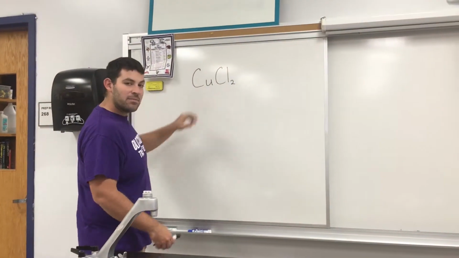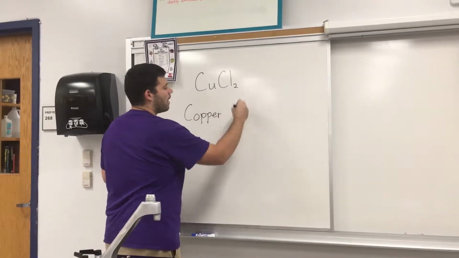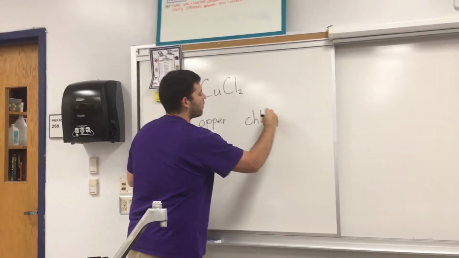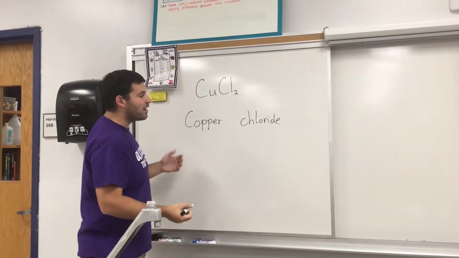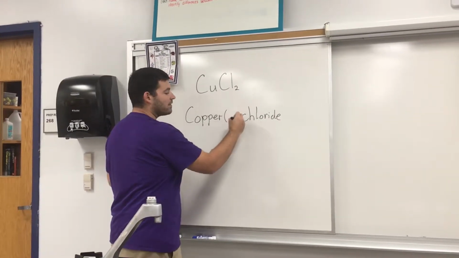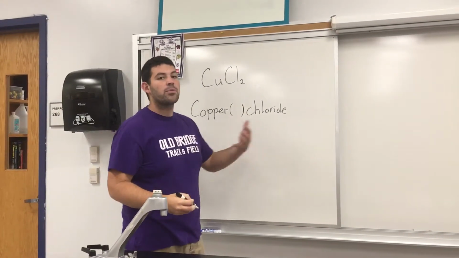So when we go to name it, we know it's going to be copper and it's going to be chloride. We're going to get that -ide ending. But we don't know what type of copper it is, and we have to tell it. So we're going to work backwards.